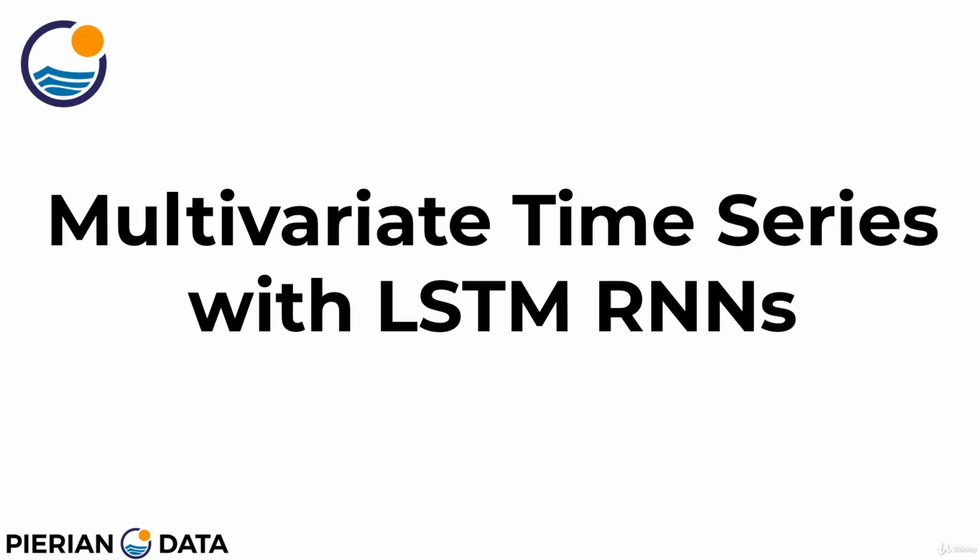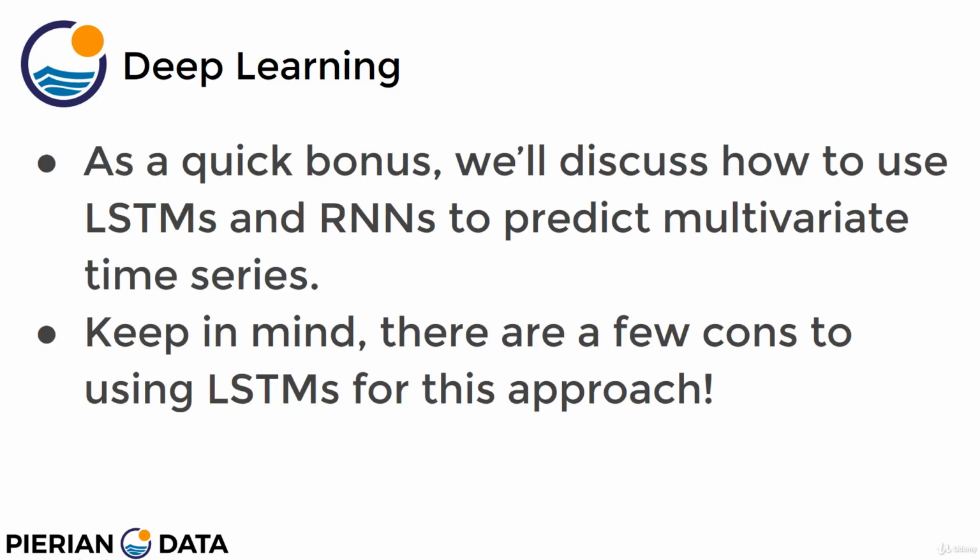We just finished our exercise on recurrent neural networks with time series, and as a quick bonus, I want to have a quick discussion on multivariate time series with LSTM recurrent neural networks. This is an often requested topic from students, so we'll go ahead and discuss it. So we have this quick bonus notebook. It actually comes after the exercise solution. So we're going to quickly discuss how to use LSTMs and recurrent neural networks to predict multivariate time series.